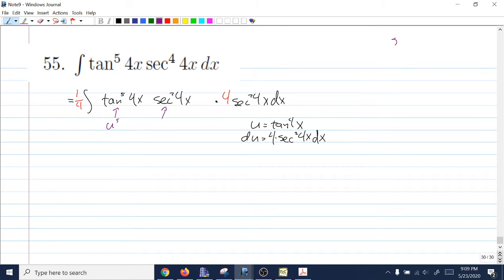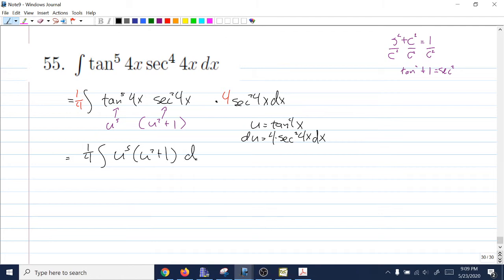I know a relationship between secant squared and tangent squared, if I can only remember it. Sine squared plus cosine squared is 1. Divide both sides by cosine squared. Tangent squared plus 1 is secant squared. Secant squared is tangent squared plus 1. That's u squared plus 1. Even with the 4, I get 1/4 integral u to the 5th times u squared plus 1 du.